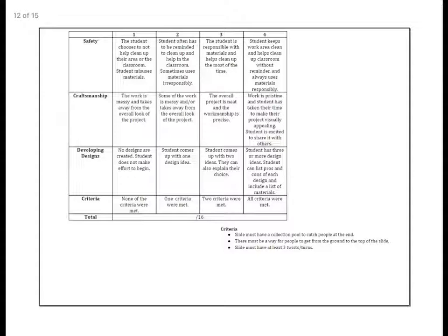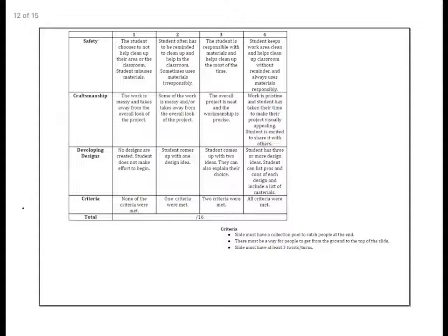Here's what the rubric looks like. This is what your teacher will use to grade your project at the very end. So you can see you get graded on safety in the classroom. The score you can get on safety is a 1, 2, 3, or 4. A 4 is the best. It's the highest score you can get. You get a score on craftsmanship, so that's how neat your work is and if you took time to make it look nice. You get more points also for developing designs.